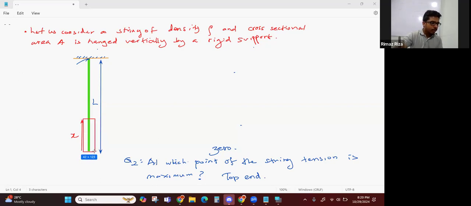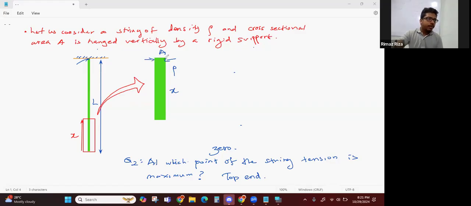I consider only this part of the string. So this is an enlarged picture. And the length is x. The cross-sectional area is capital A and the density is rho.